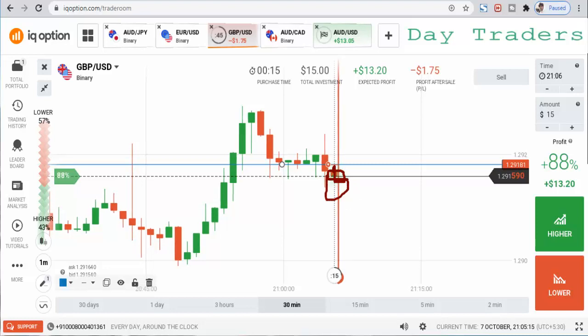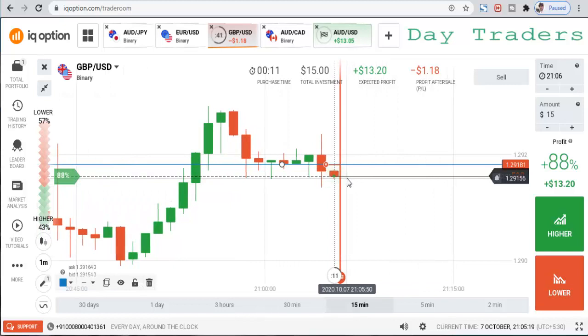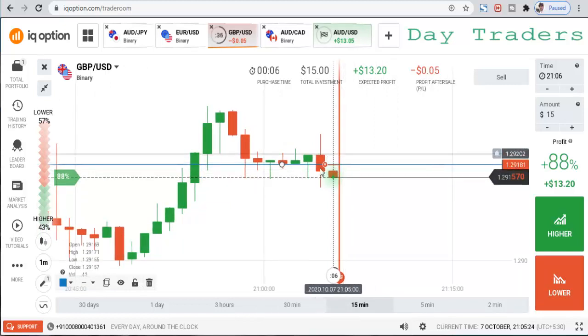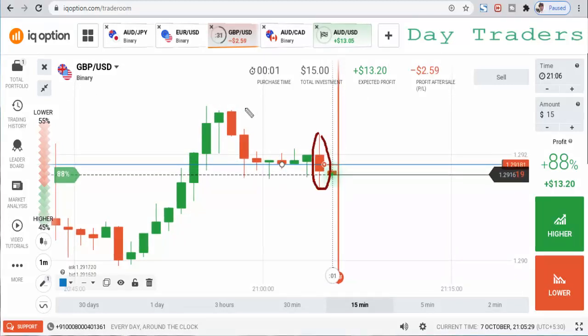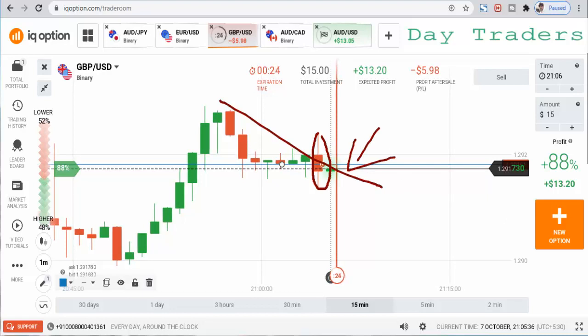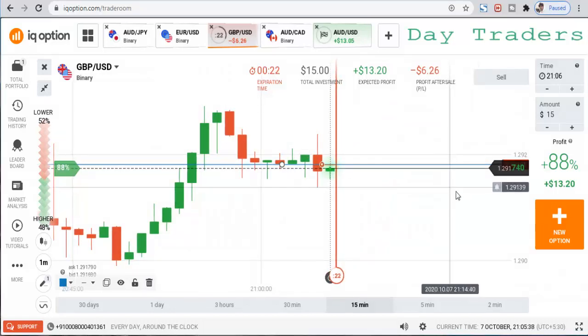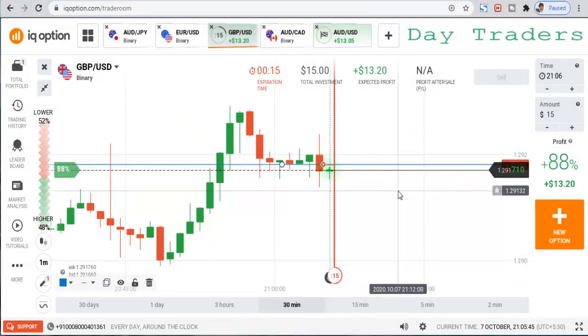Sometimes it goes further down. So I will place the trade before 10 seconds. This is a good entry point after this very strong bearish engulfing candle. That's the reason I place a lower option. I'm expecting the candle to close below my entry point. We have 10 seconds only.